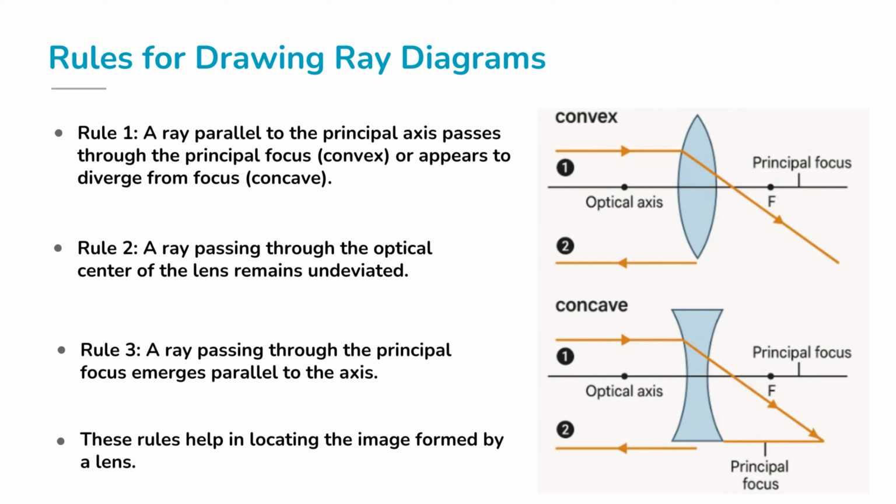Alright class, here come the 3 golden rules of ray diagrams, the holy formula for lens problems. If you remember these, drawing ray diagrams becomes as easy as doodling in your notebook. Well, almost. Rule 1. A ray parallel to the principal axis. For a convex lens, this obedient ray bends and passes through the principal focus. For a concave lens, it's a rebel, it spreads out. But when you trace it backward, it seems to come right out of the focus.